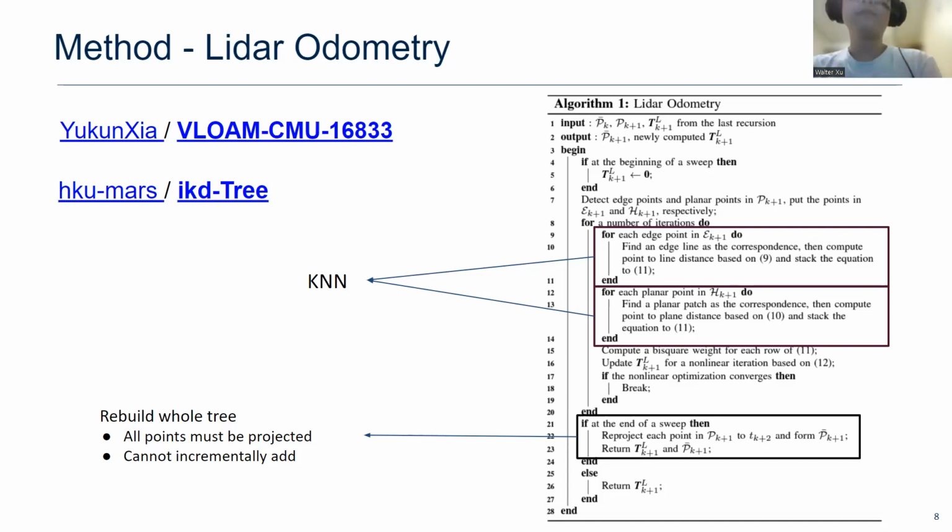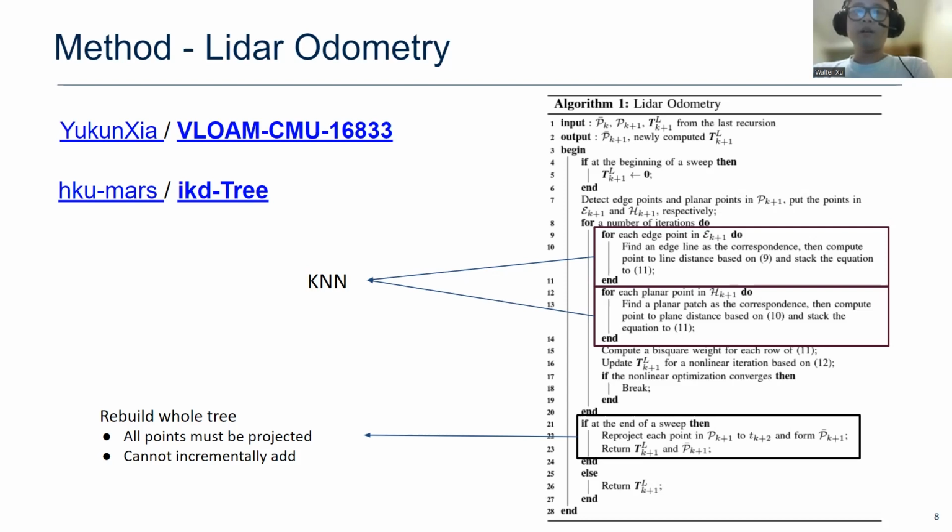We base our implementation on these two Git repositories shown on the screen. The first is a student implementation of V-LOAM, and the second is the official ikd-Tree repository. For this submodule, the LiDAR odometry module, we first identify where this tree structure was used. And the first part is where it does KNN search for each edge point and each planar point. After doing that, V-LOAM will then rebuild the whole tree.